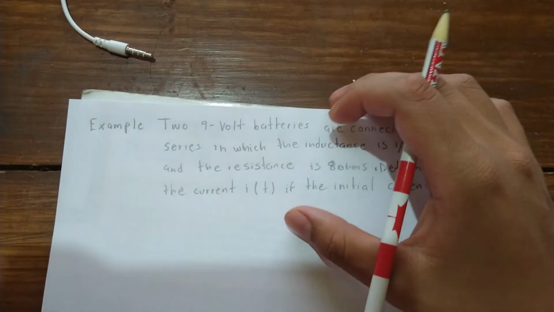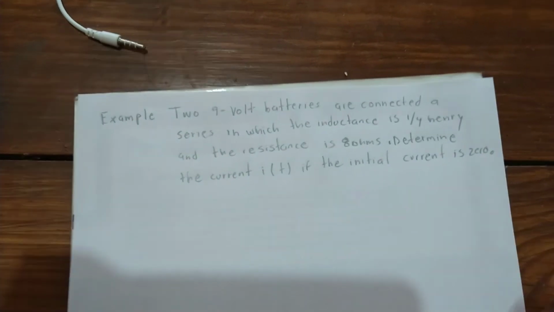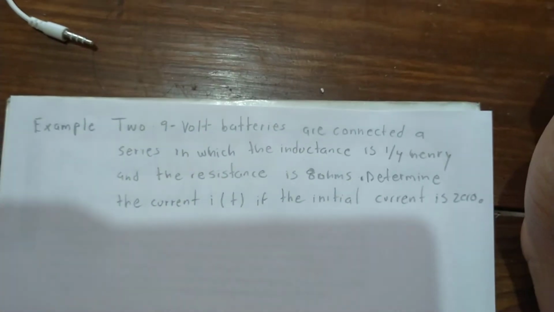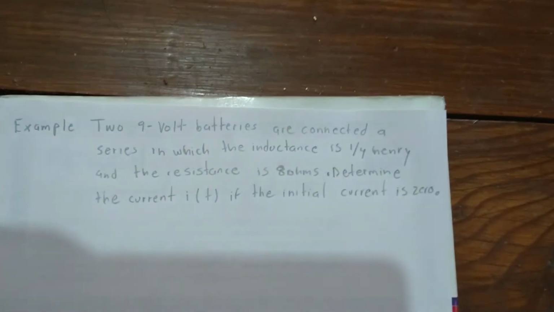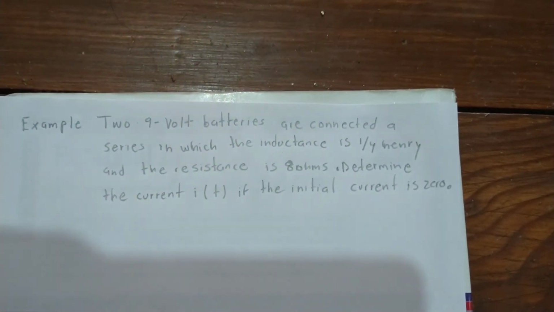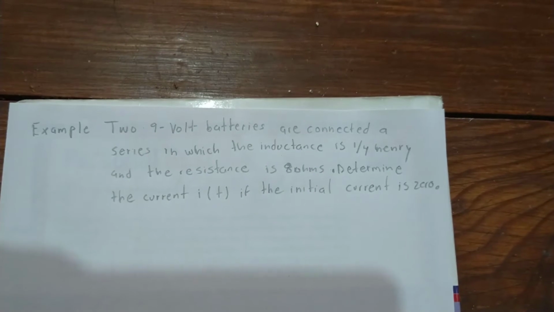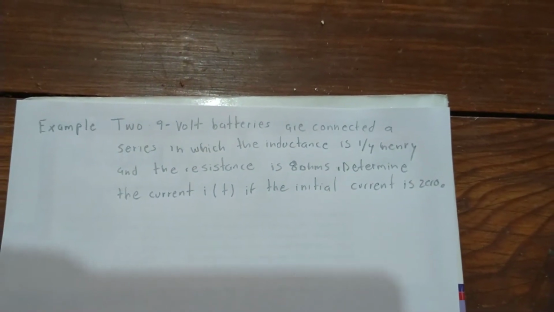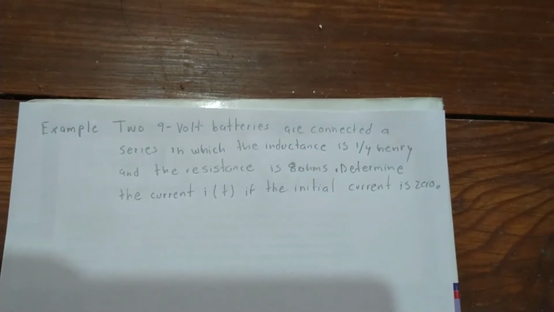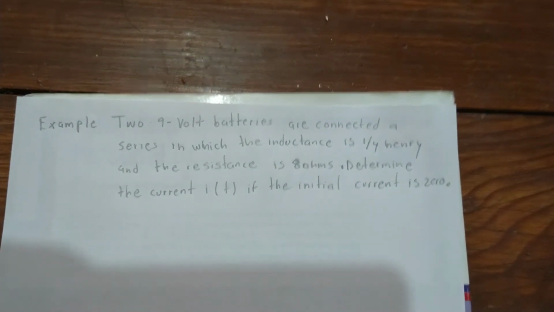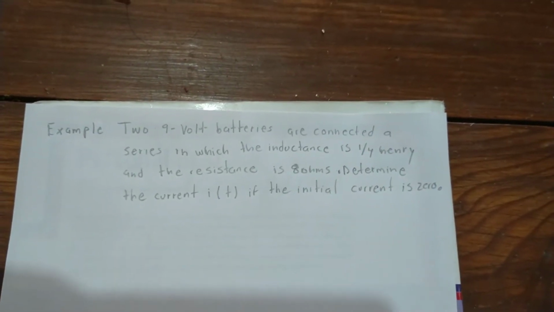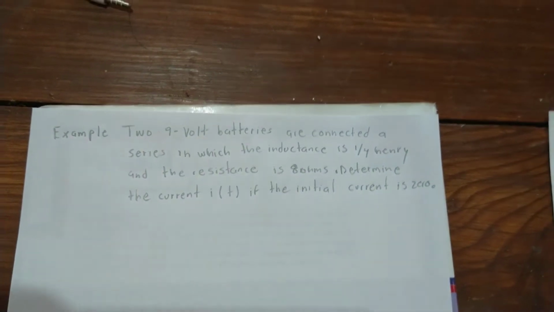Let's go with an example. In this example, two 9-volt batteries are connected in series, the inductance is 1/4 henry and the resistance is 8 ohms. Determine the current I(t) if the initial current is 0.